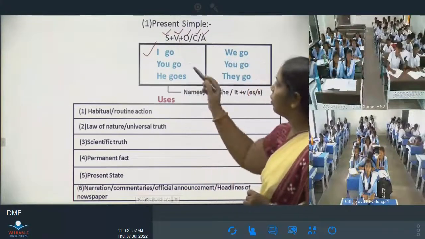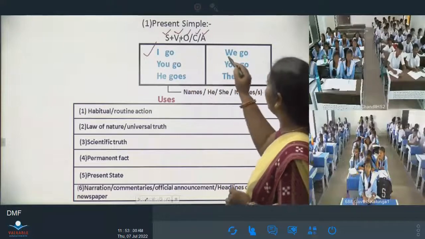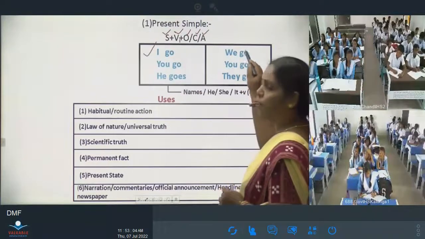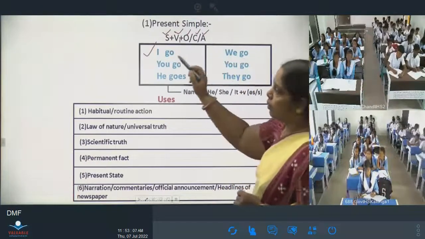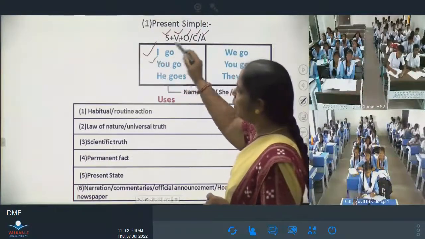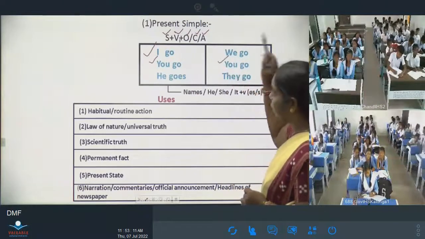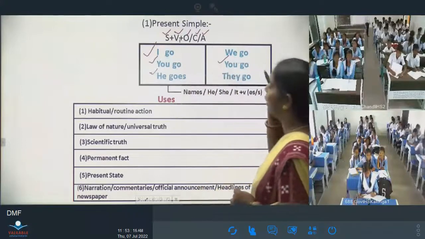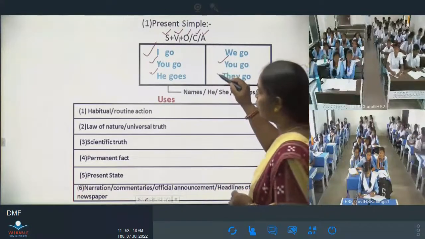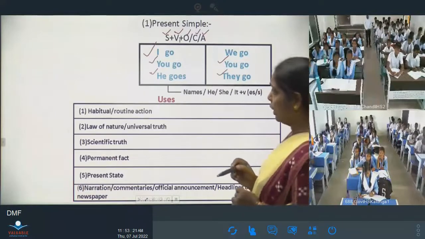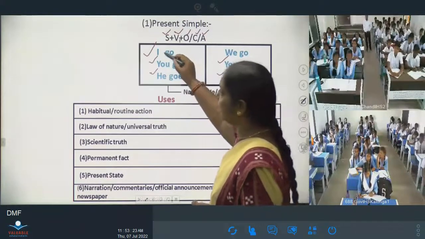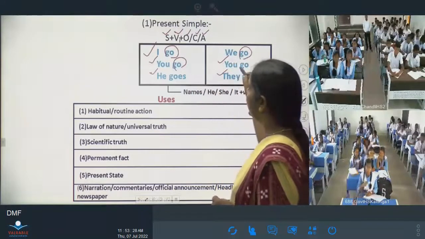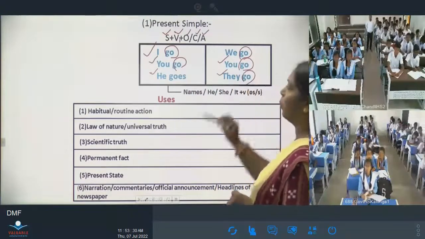Here you see: I go, we go. This is the first person singular number, first person plural number. Second person singular number, you go. Second person plural number, you go. Third person singular number, he goes. And third person plural number, they go. So everywhere the verb is in base form, everywhere except this place.